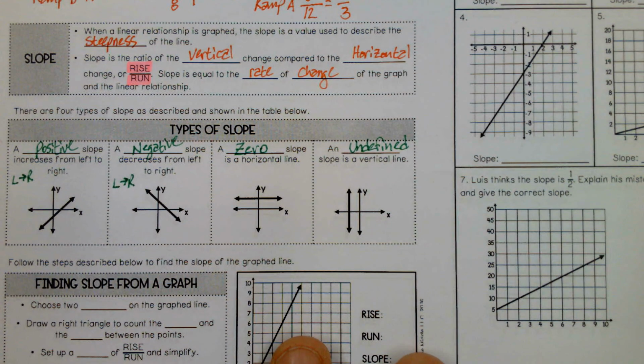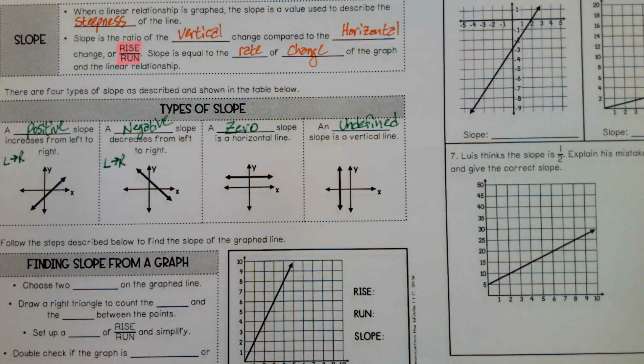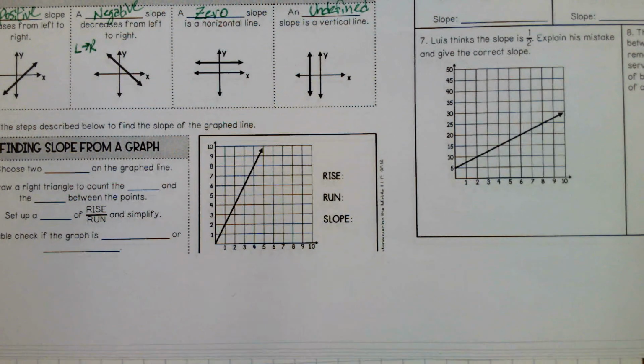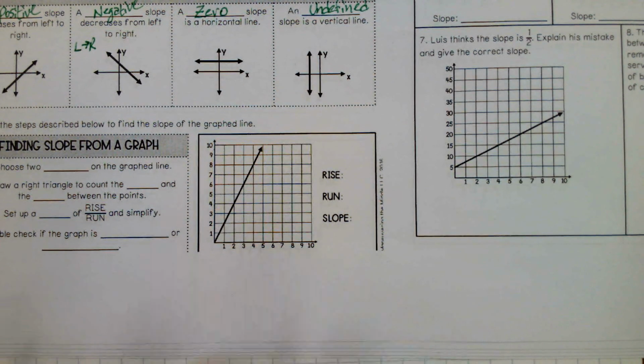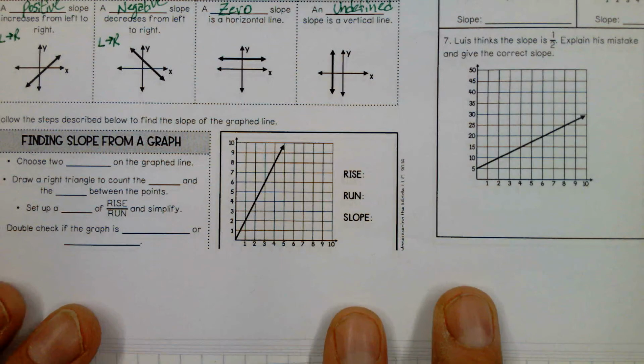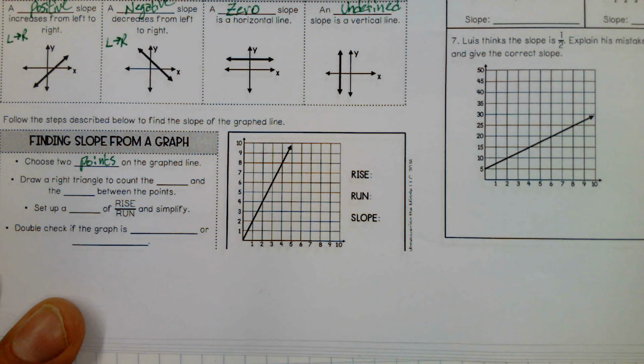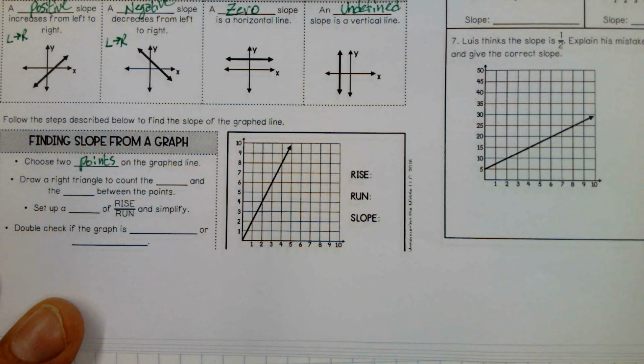Okay. So now our main goal is to find the slope on a graph. Tomorrow we'll find the slope using coordinates, but today we're going to find the slope on a graph. Okay, so here we go. What we want to do, if we have a graph, like for example this one here, is find 2 points. We're going to choose 2 points on the graph, or in this case a line.